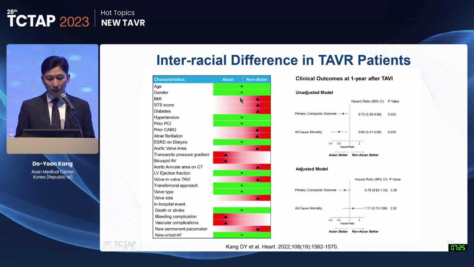The Asian patients have a smaller BMI, and the risk profile was better. And the clinical outcome, as you can see, the unadjusted outcome was better in the Asian population. However, after adjustment, the clinical outcome was similar. So the clinical characteristic difference was shown, especially the smaller body area and lesser clinical characteristics with high risk. However, the clinical outcome was similar after adjusting for the baseline characteristics.